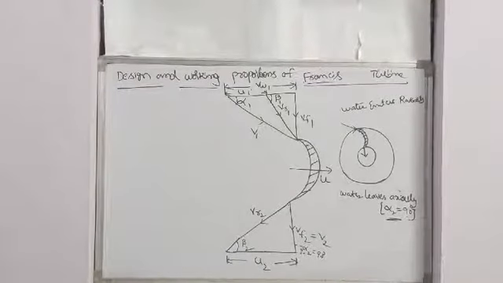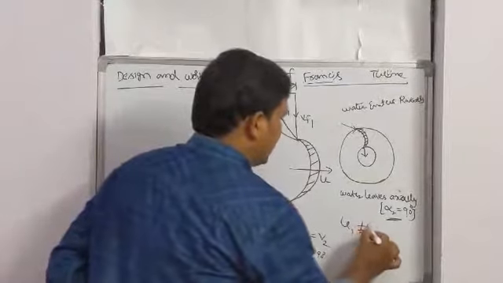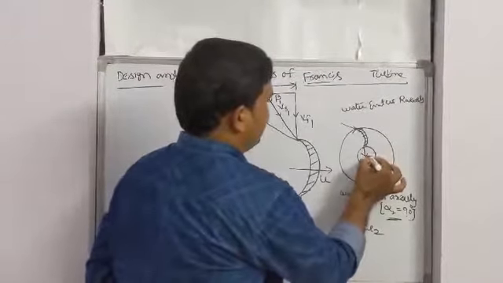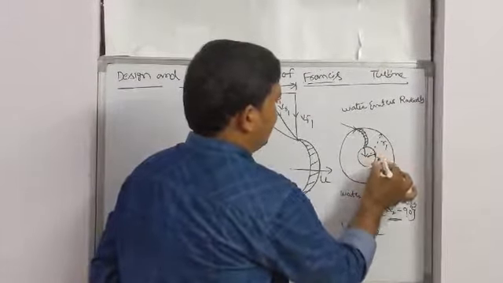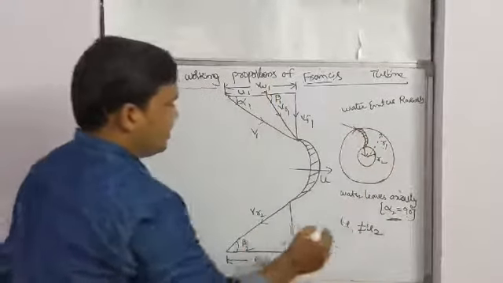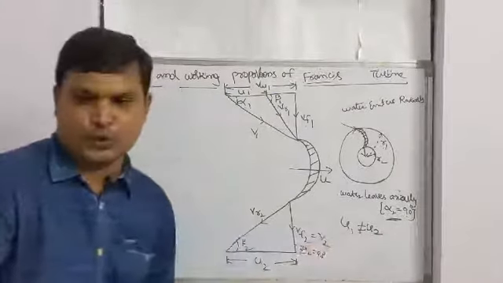In a Francis turbine, U1 is not equal to U2, because the water enters at one radius, for example from the circumference, and this is the center. This we call R1, and this is R2. So R1 and R2 are different for this blade. Then U1 and U2 will be different. This U1 is not equal to U2.